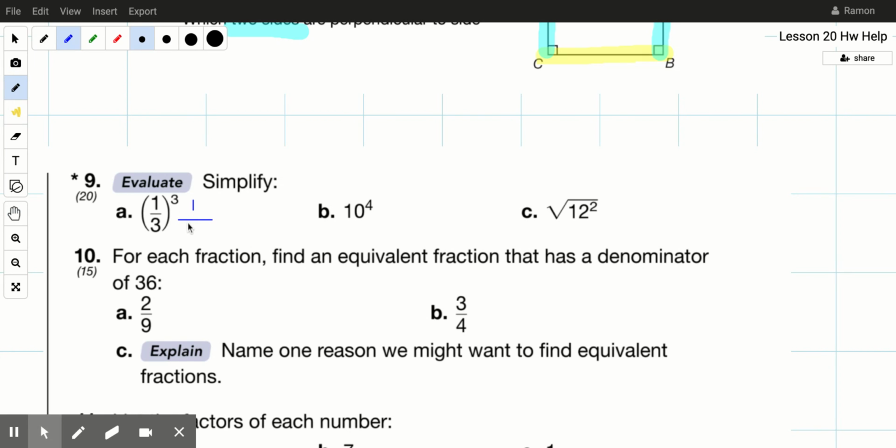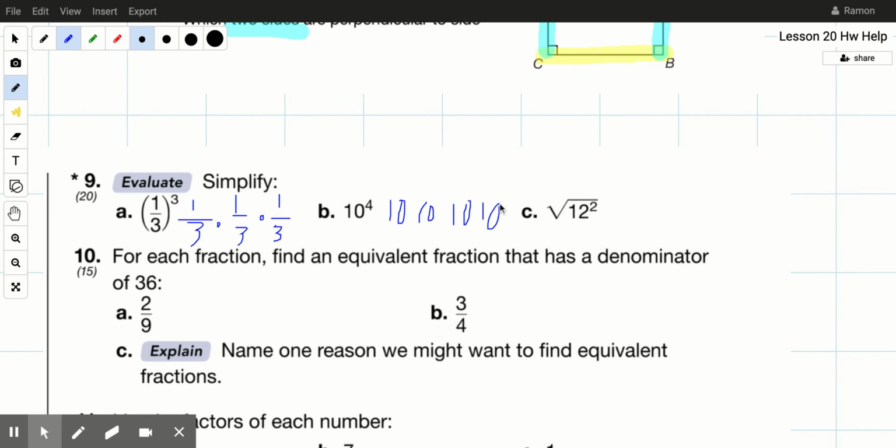Expanded out is just 1/3 multiplied by 1/3 multiplied by 1/3. And we operate on the numerator and denominator when multiplying fractions. 10 to the fourth, you're just going to have 4 tenths that we are multiplying.